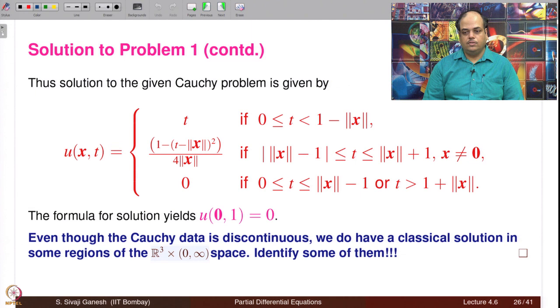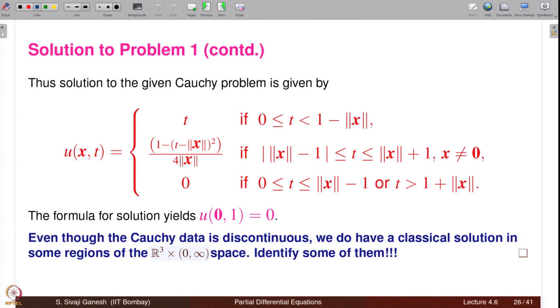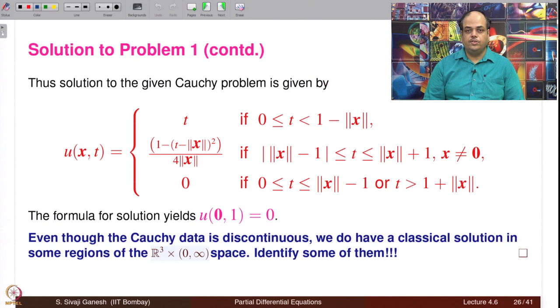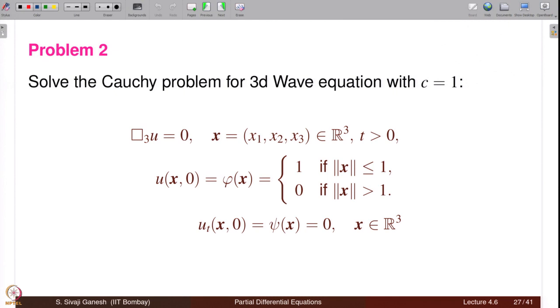This is the same philosophy we applied in the case of Burgers' equation. There also we worked with discontinuous initial conditions. We found a formula, then we realized that there are regions where it is actually a solution to the Burgers' equation and regions where it is a solution to the Cauchy problem for the Burgers' equation. The same thing here. So, please identify some of them. Let us move on to problem 2, where we have now changed the psi in the previous problem to phi. Now, phi is 1 if norm X is less than or equal to 1, 0 if norm X is greater than 1, but psi is 0.